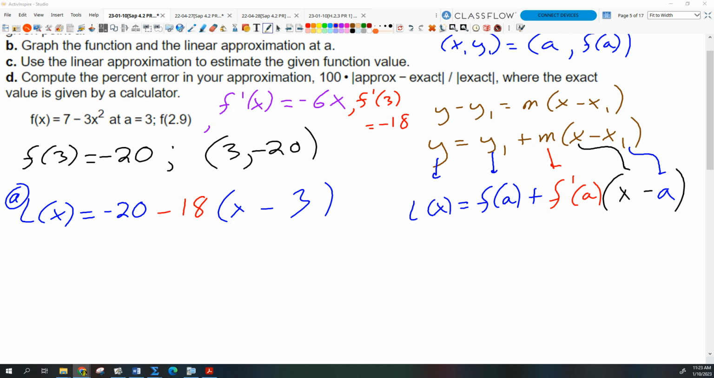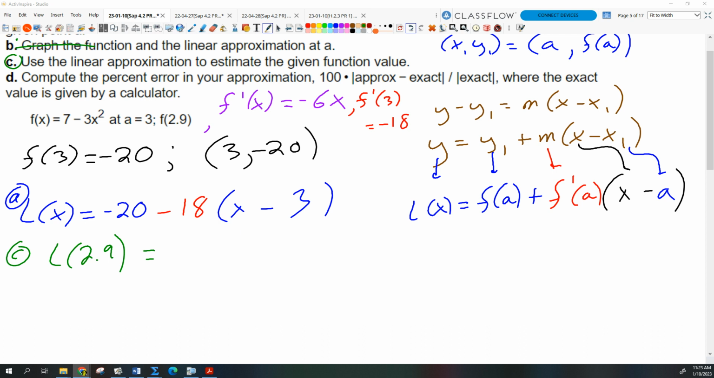Okay. Let's look at part B. We'll skip part B. We don't need to do that. Part C. Use the linear approximation to estimate the given function value. Well, we're just calculating L of 2.9. That's it. Just equals some number. Okay, no big deal.